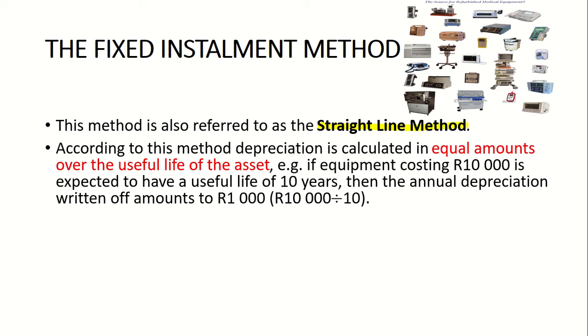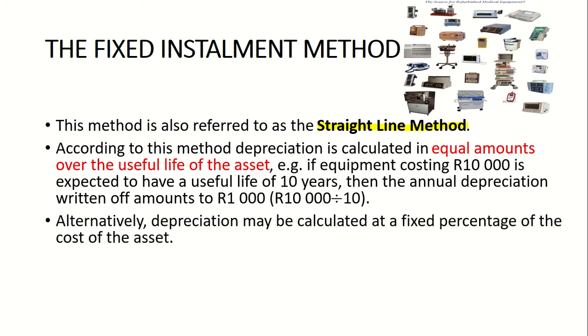If equipment costing 10,000 is expected to be used for 10 years, then the useful life of that equipment will be 10 years. Then the annual depreciation on that asset will simply be 1,000 rand, which is just 10,000, the cost of your equipment, divided by 10, which is the useful life of that asset.